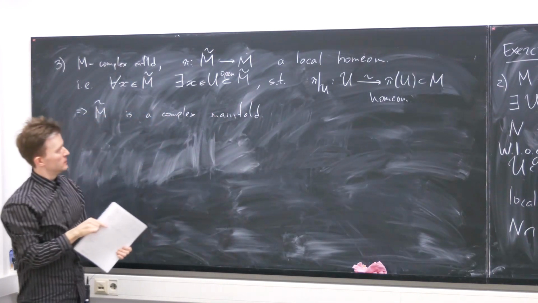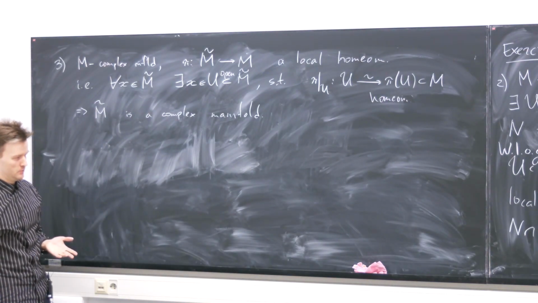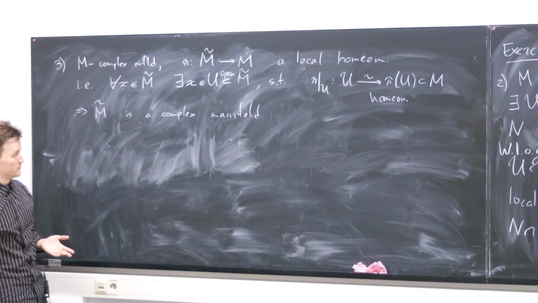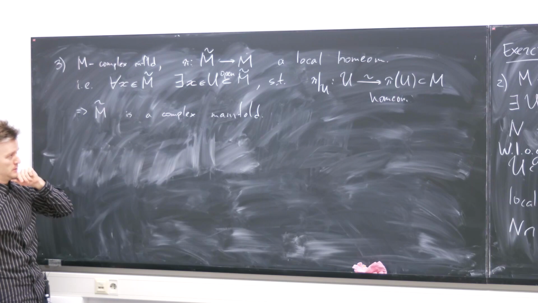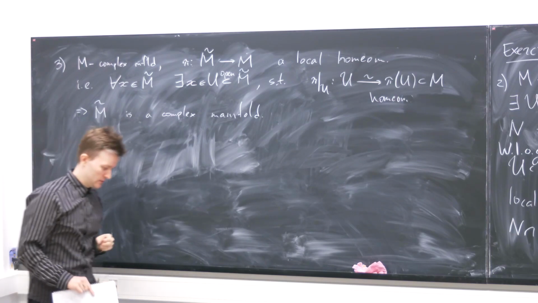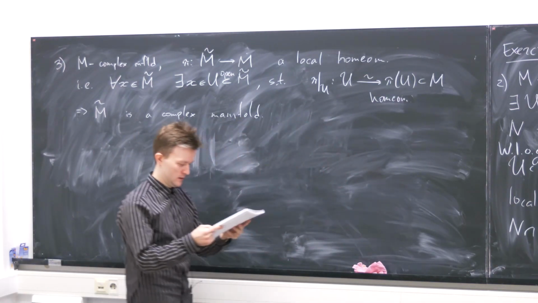A particular example of a local homeomorphism is a covering. Every covering map is a local homeomorphism. An open embedding is a local homeomorphism as well. So, for example, every connected component of a complex manifold is a complex manifold, and so on. So that's all quite obvious.